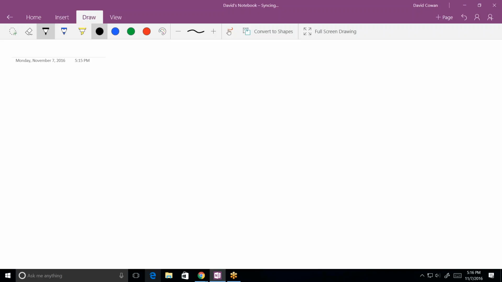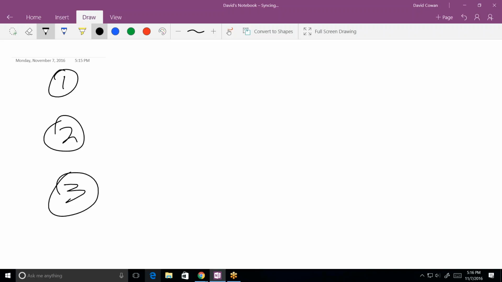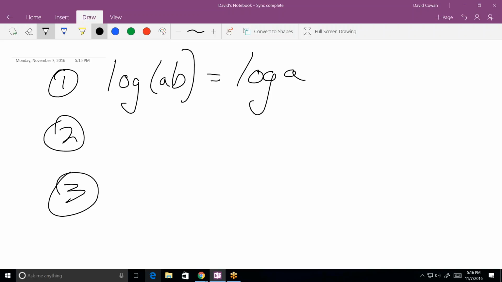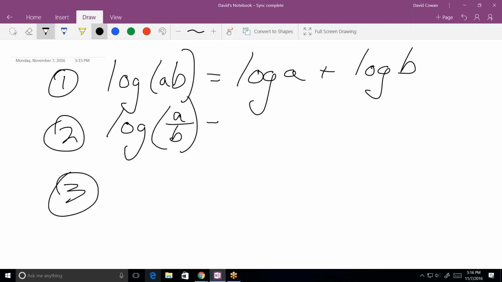Let me just give you the 3 most important rules for logs, just to get you a little ahead of the schedule here. If I have the log of 2 numbers multiplied together, that's the same as the log of A plus the log of B. Very important. All 3 of these are. If I have the log of 2 numbers being divided, that's the log of A minus the log of B.